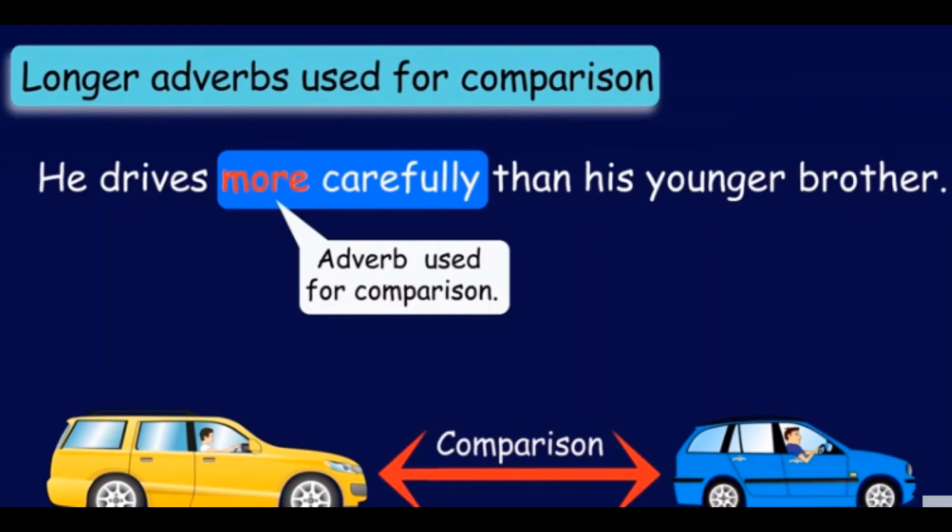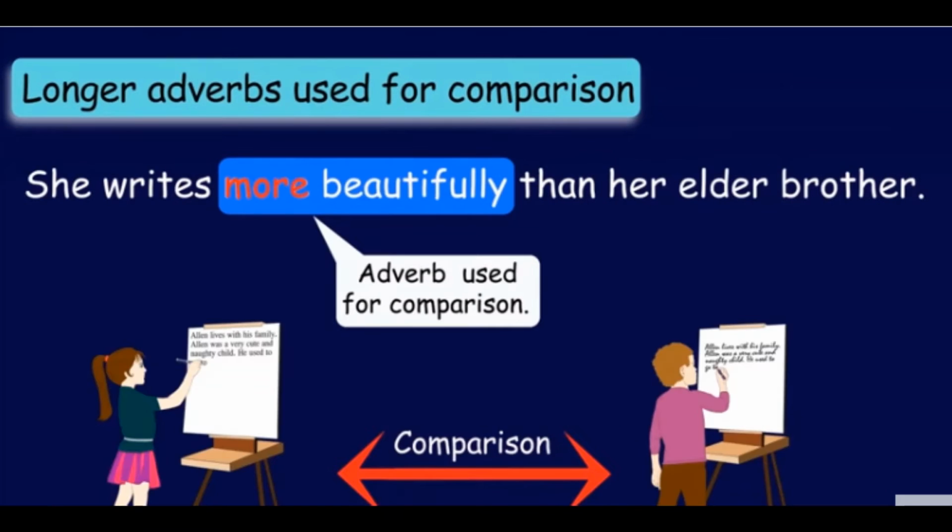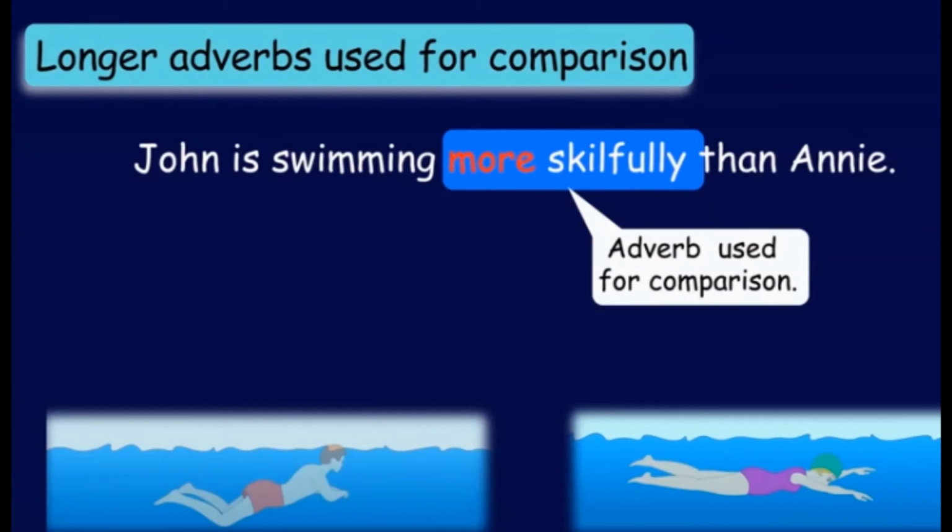And there are a few adverbs where we use more before the adverb. For example, carefully, we use more. There's a comparison between these two cars. He drives more carefully than his younger brother. These are longer adverbs. Beautifully, okay. She rides more beautifully than her elder brother. So the adverb used for comparison here is more beautifully. We are adding more to that, and we are comparing two persons.